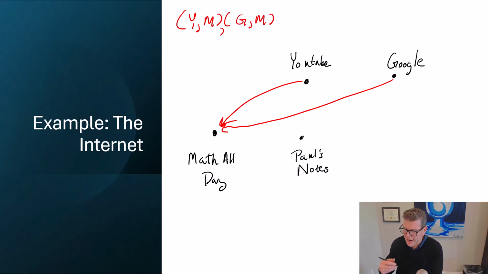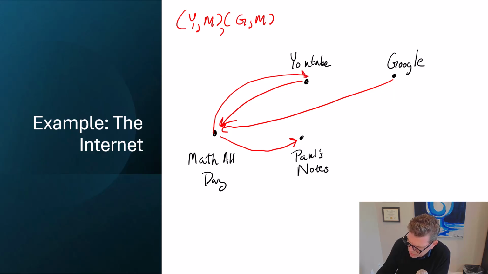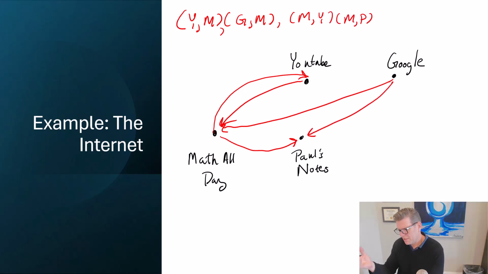And suppose that Math All Day has several links on it. One of its links goes to Paul's notes. And let's say, for example, it also goes out to YouTube. So there we go. We've got M, Y and M, P. So that kind of gives us a sense of this particular relationship between these 4 different nodes or vertices inside of the internet.